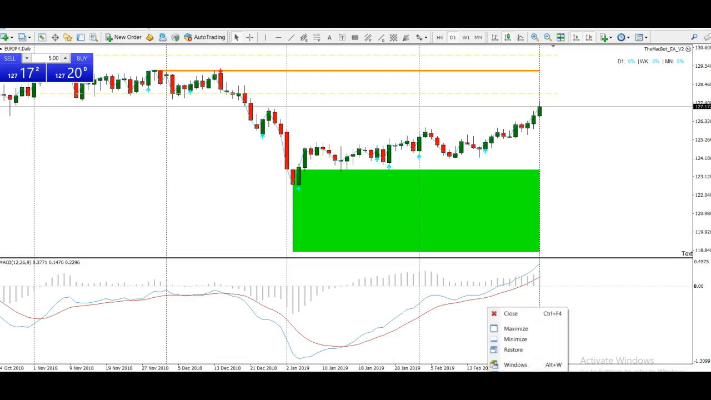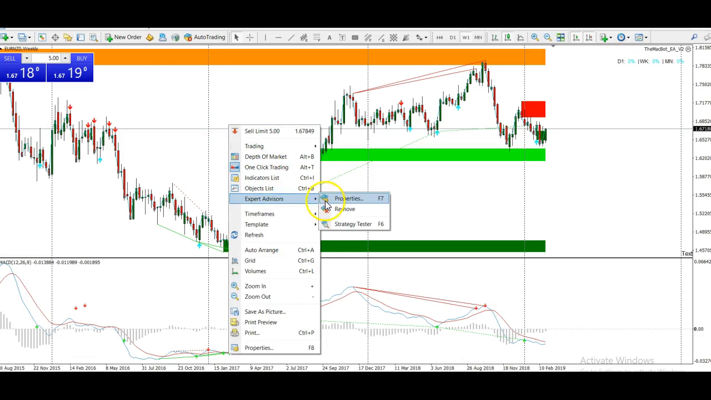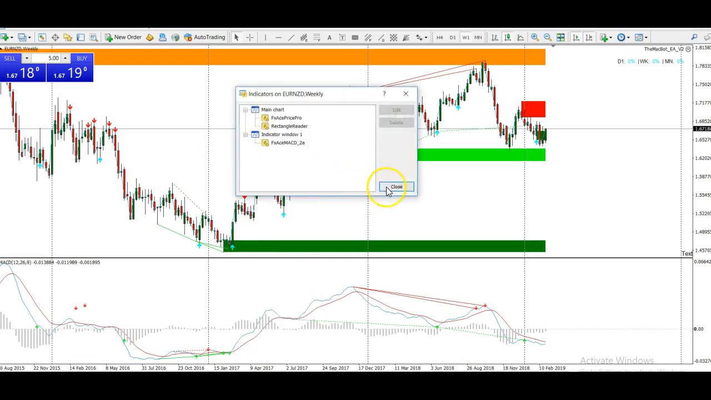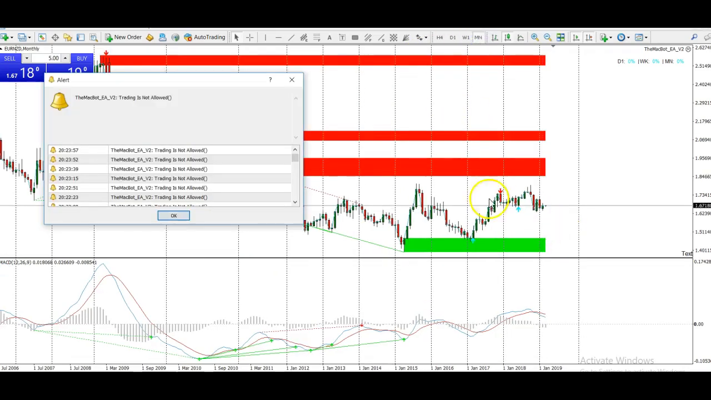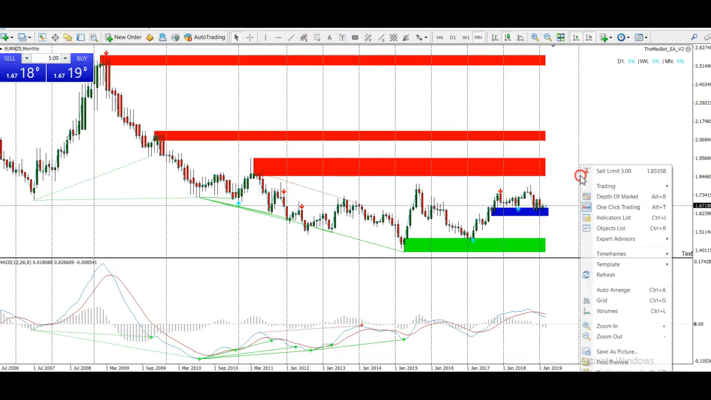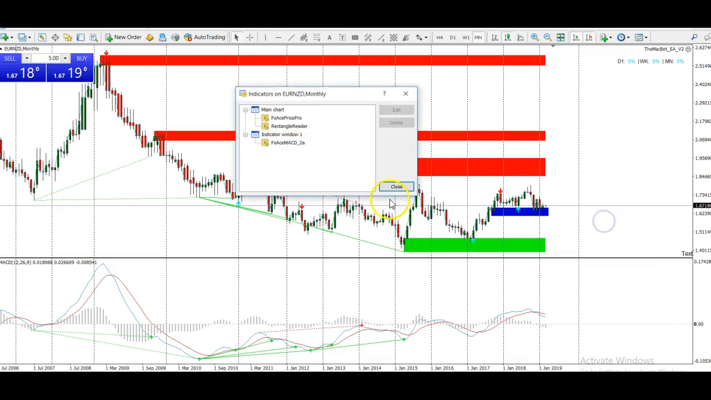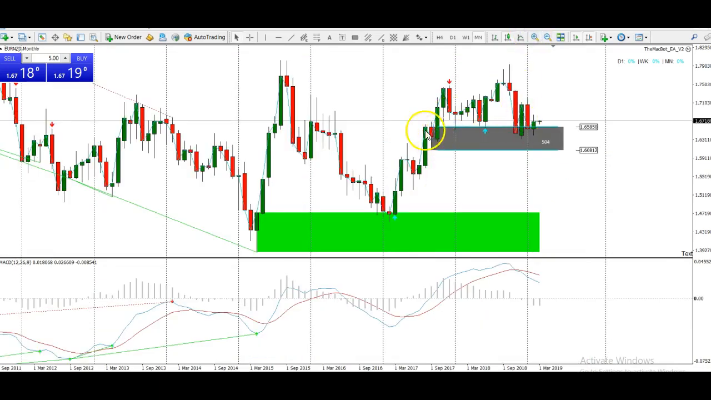Okay, Euro Kiwi, let's have a look at this. I've got this monthly area here that's in control. Let's just come down to test it. Just have a look. So it's just come down to test this monthly area here.